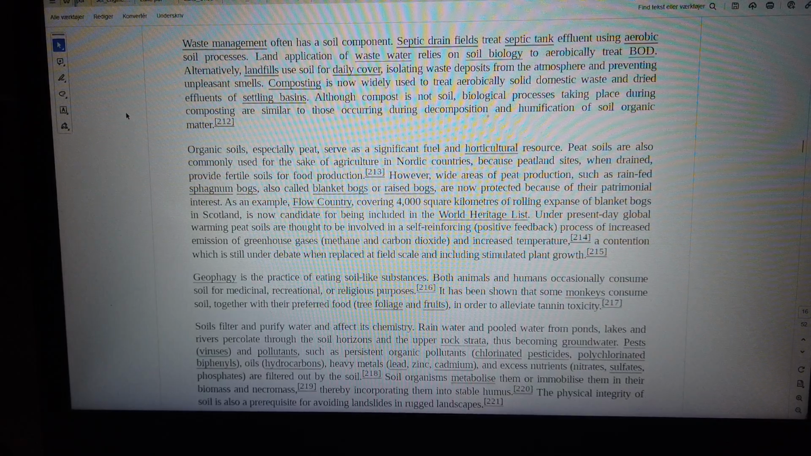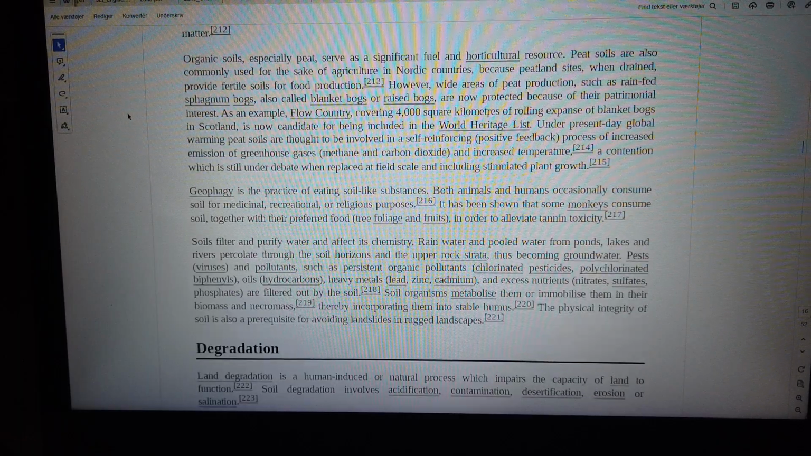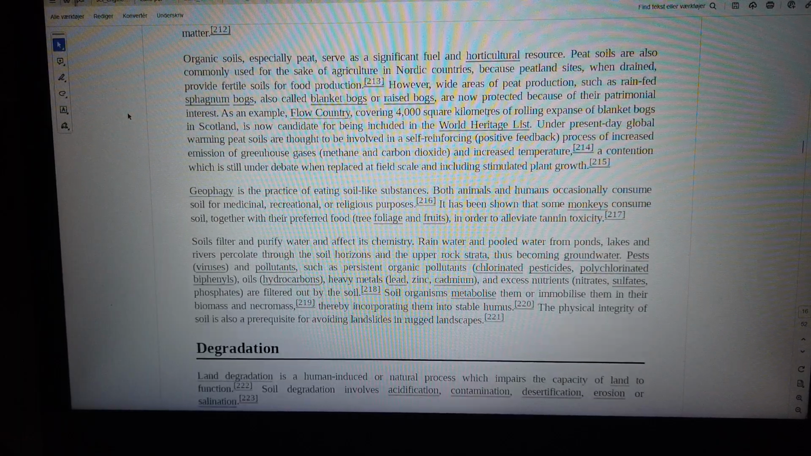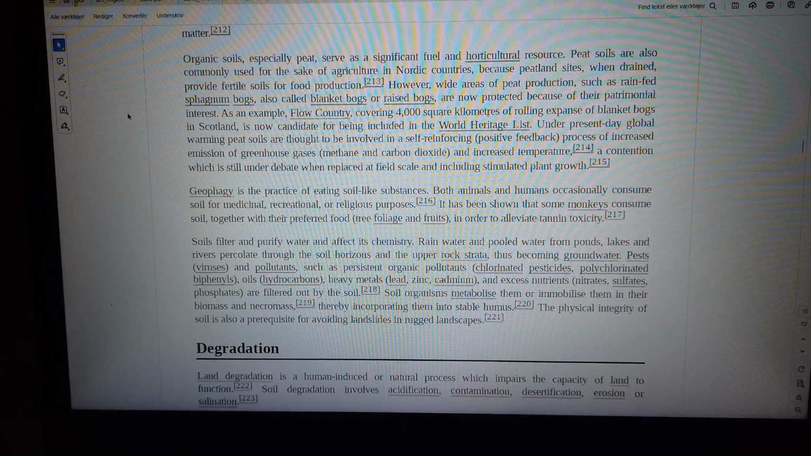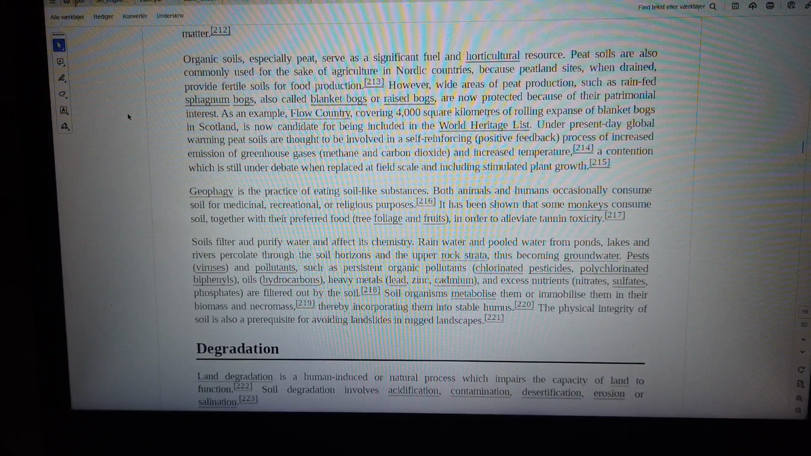Organic soils, especially peat, serve as a significant fuel and horticultural resource. Peat soils are also commonly used for agriculture in Nordic countries, because peatland sites, when drained, provide fertile soils for food production.